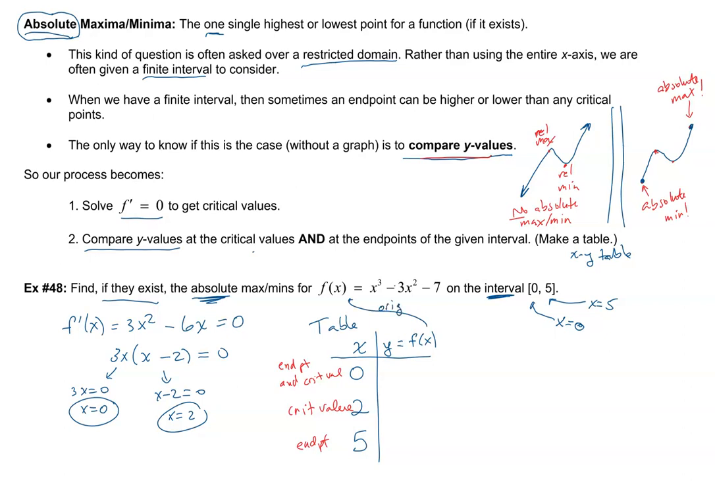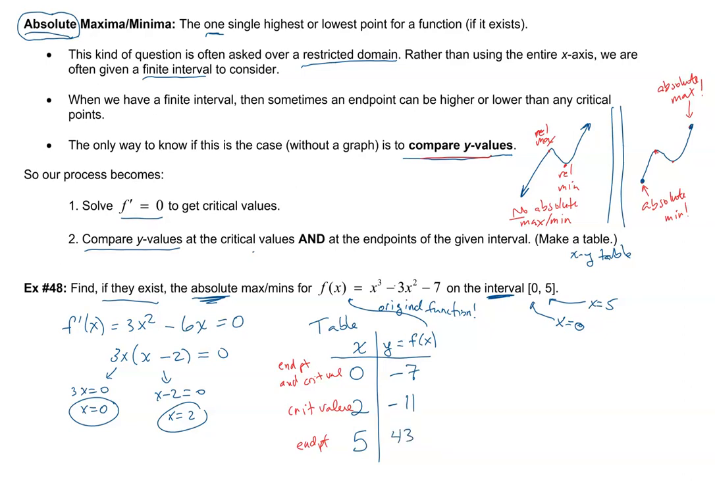The derivative gives us slope, but now we want y values. So I'm going to go ahead and plug in 0. That one's easy. I get -7. When I plug in 2, let's see, I can't do that really fast. I got -11. And then plugging in 5, I got 43.